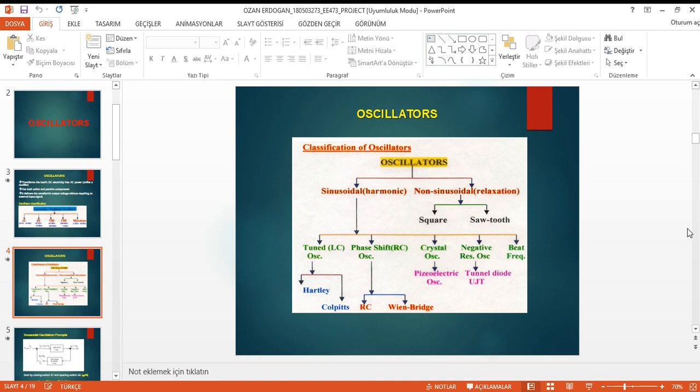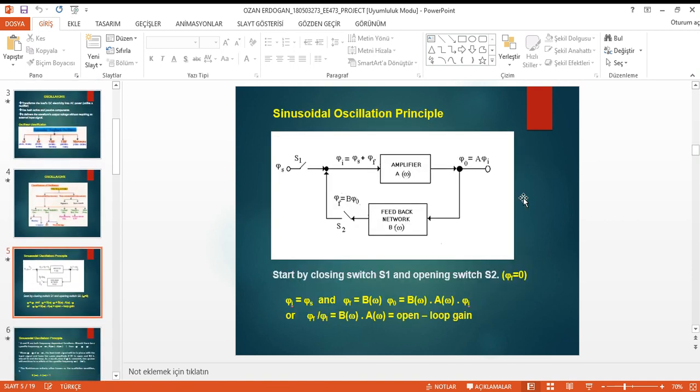Classification of oscillators. Oscillators can be classified into two broad categories according to their output wave shapes: sinusoidal, harmonic, and non-sinusoidal, relaxation. A practical oscillator circuit consists of a tank circuit, a transistor amplifier, and a feedback circuit. The following circuit diagram shows the arrangement of a particular oscillator.